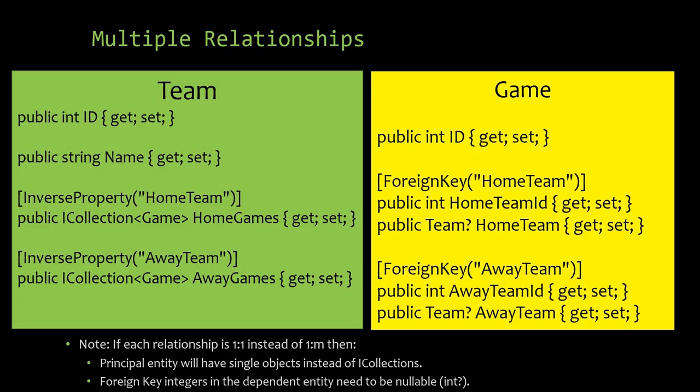And of course, back inside team itself, right, we'll have the two collections in this parent, of this family of relationships here, right? Both of them are collections of game, but we distinguish them as home games and away games, and inverse property helps us see which of the actual foreign key objects we're building collections of as we do so. So that's good.